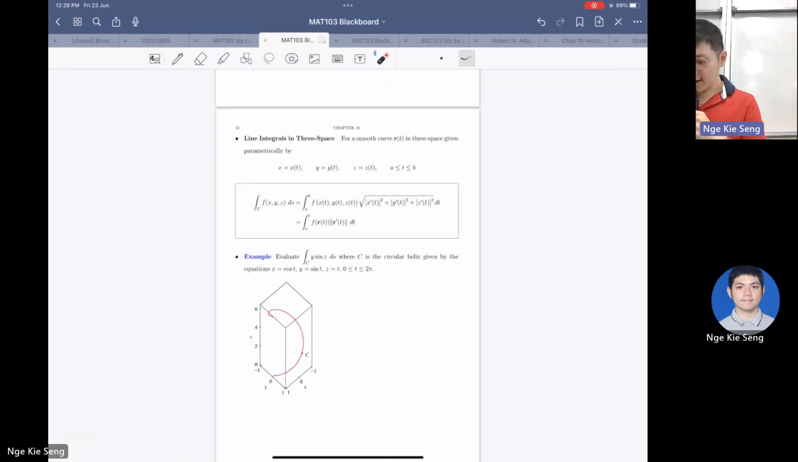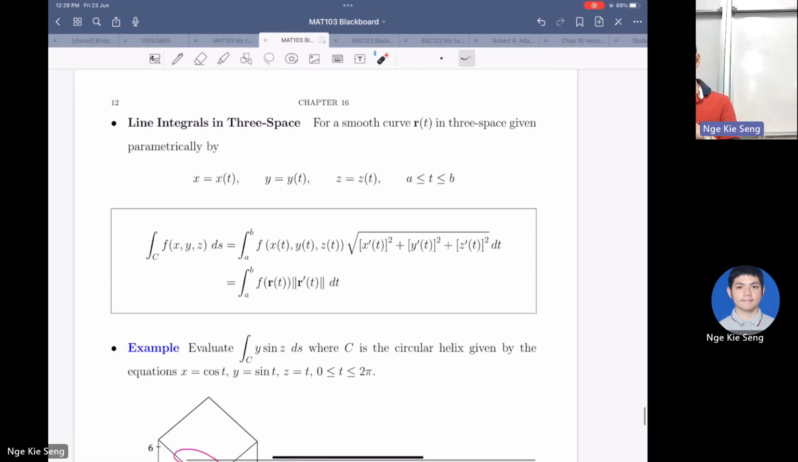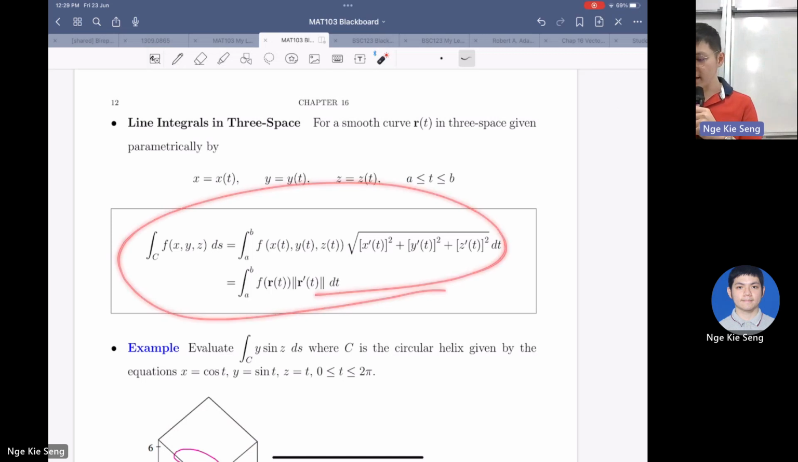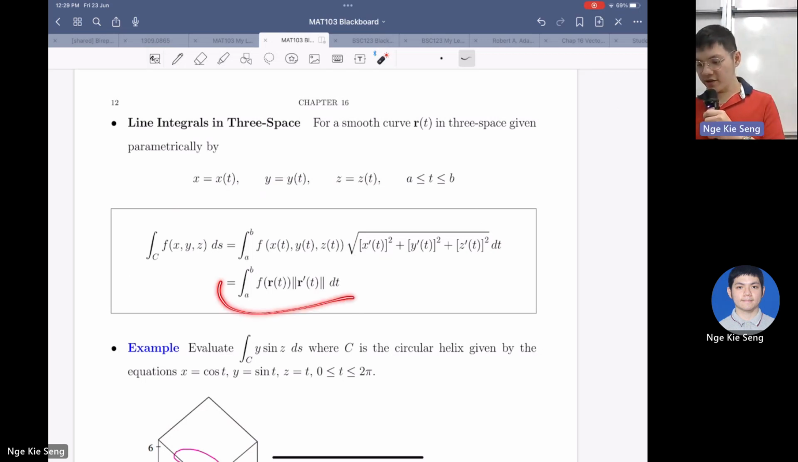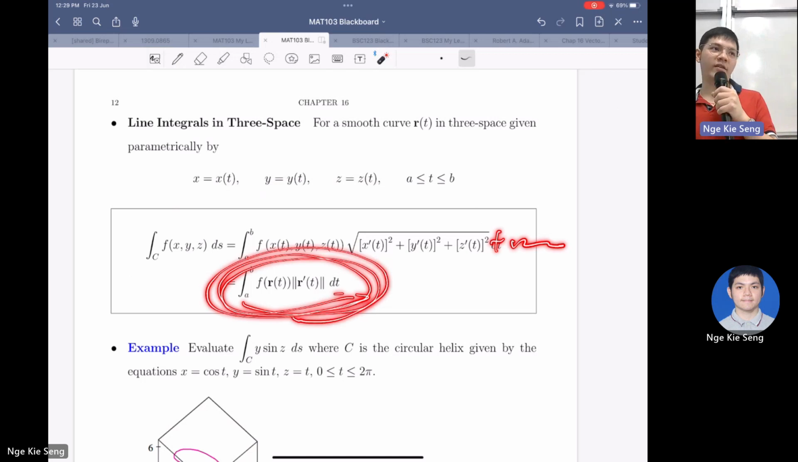Okay. So we can extend this line integral into 3 space, n space, 4 space, 5 space, 6 space, any space until n space. So what's the difference? You just add the extra z prime t squared. So this is the Pythagoras theorem in the higher dimensional case. Correct or not? So there's a convenient way to write this. You don't write it all the way down, right? You can write it in this compact form here.